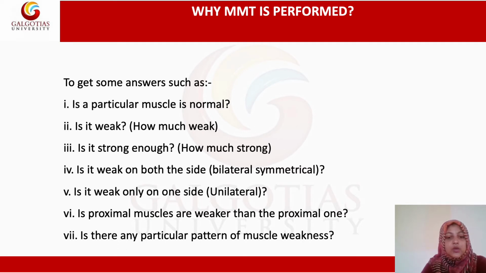Then if it is weak on both sides, we have to see the bilateral symmetry. If it is weak on only one side, then we have to look for unilateral conditions, and if proximal muscles are weaker, then we have to look at the proximal ones. Is there any particular pattern of muscle weakness or not? We will evaluate all these things by doing the MMT. That is why it is important to perform the MMT.